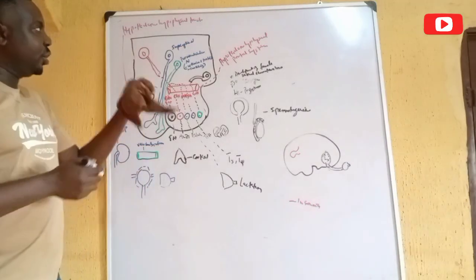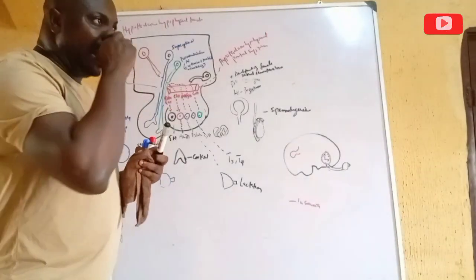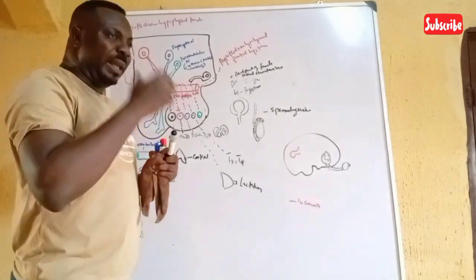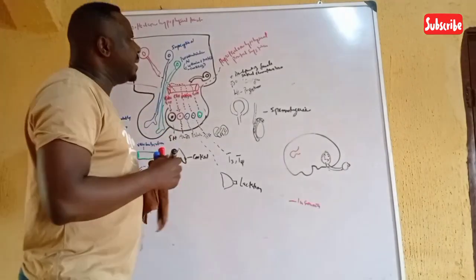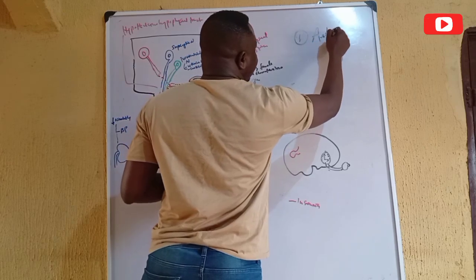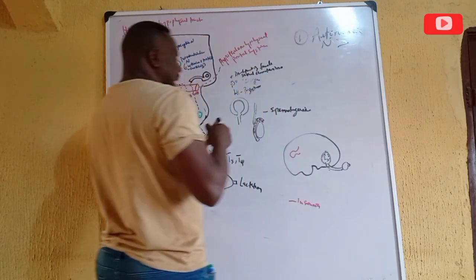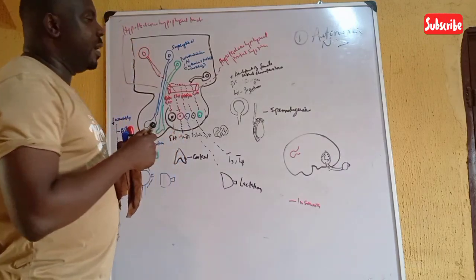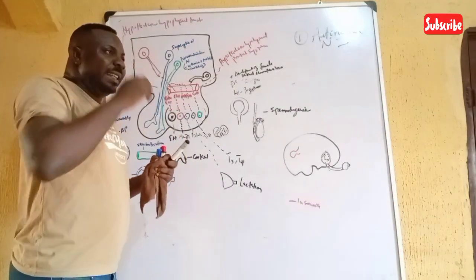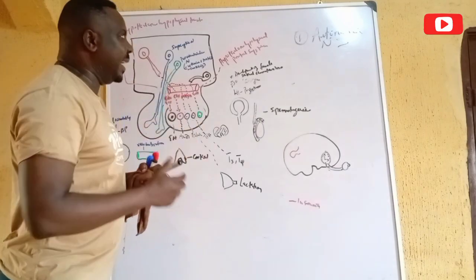Now let's talk about the functions of the hypothalamus. The hypothalamus has three major functions. And one of them is that it has an involvement with the autonomic nervous system. And that is to say that it has an autonomic function. And we can also say that it actually has an effect on both the sympathetic and the parasympathetic nervous system.